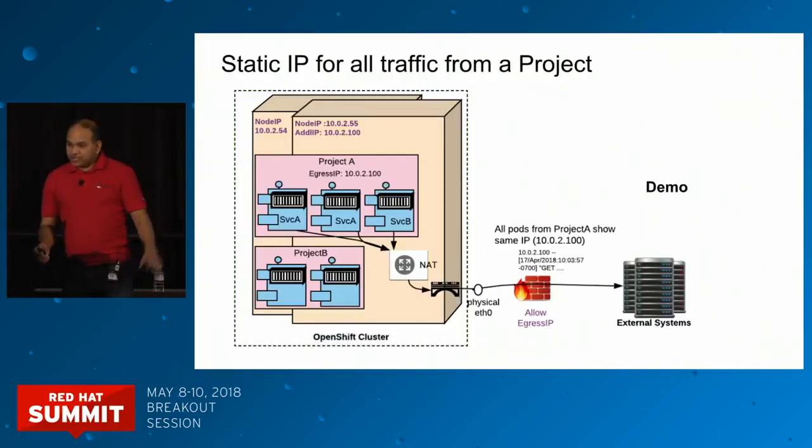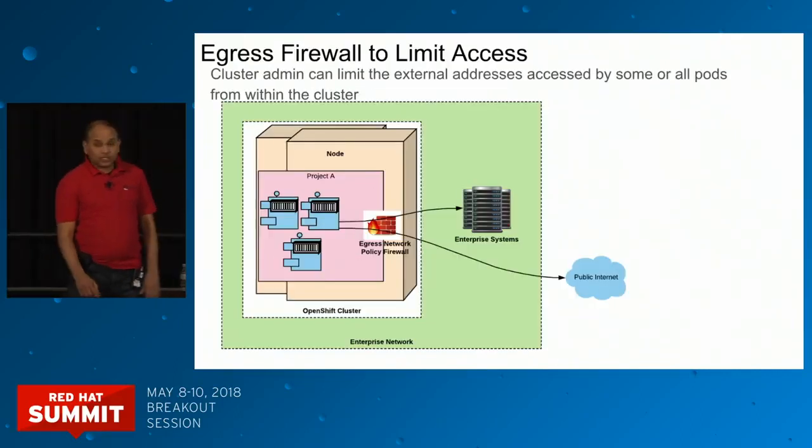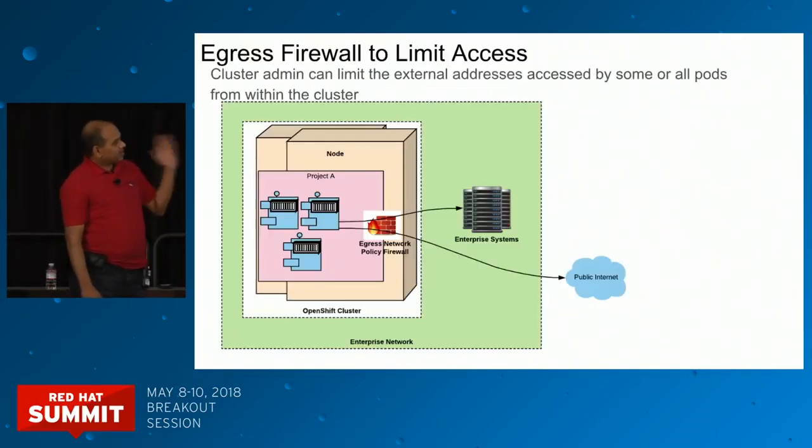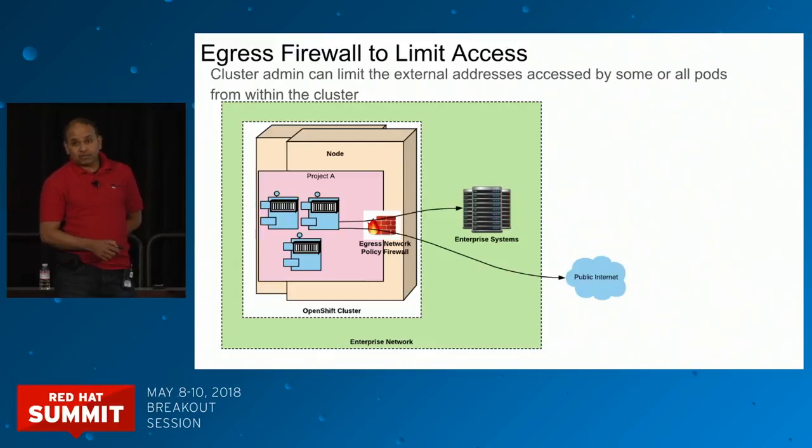So that was about using a static IP at the project level. Next, what else do we have? Can I restrict the traffic going out of my project? You can do that. There is something called an egress firewall to limit access to where your traffic can go.